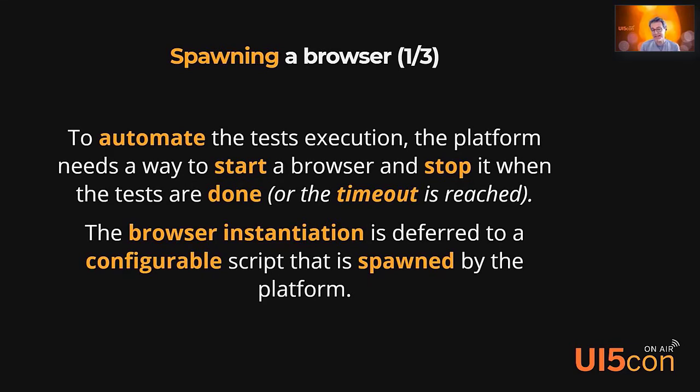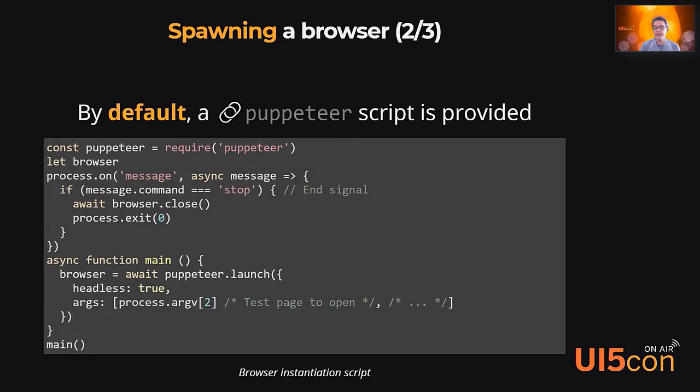In order to instantiate the browser, this feature will be deferred to an external script so that it can be reconfigured to use something else. But by default, I'm using Puppeteer, which is a mechanism that allows you to automate Chromium browser through Node.js. And here you have an example of the script that is being used, and you will see that there are two parts. On one hand, when the script is started, it will use Puppeteer to start the browser on the given URL, which is the process.argv2.